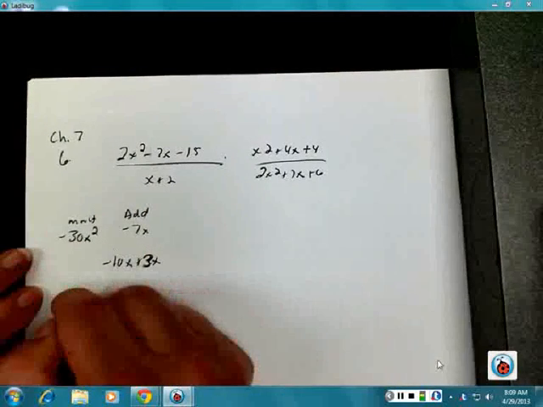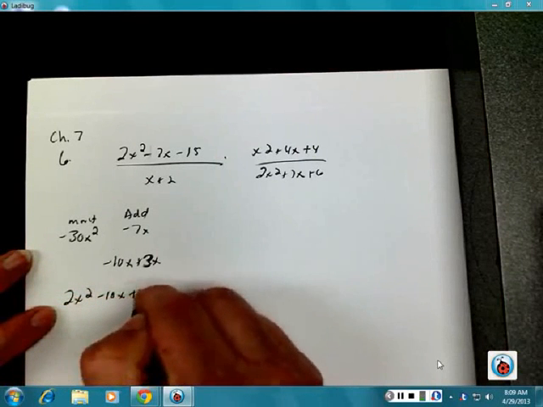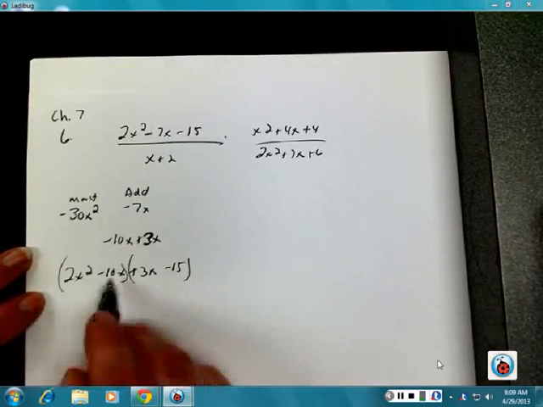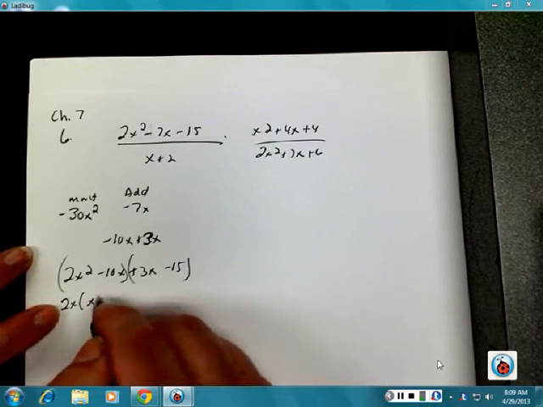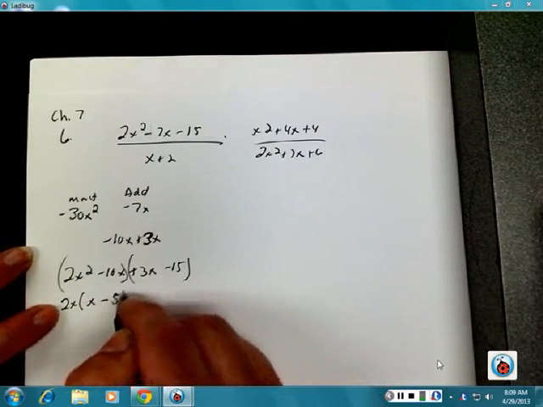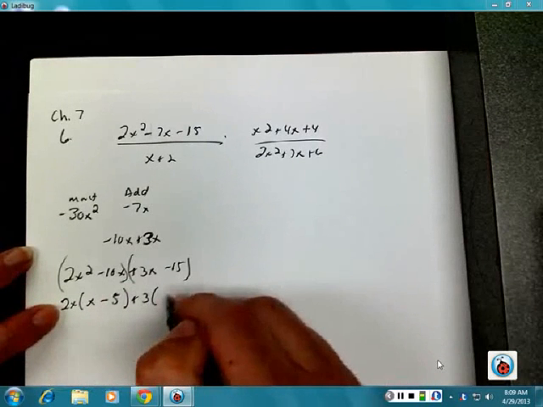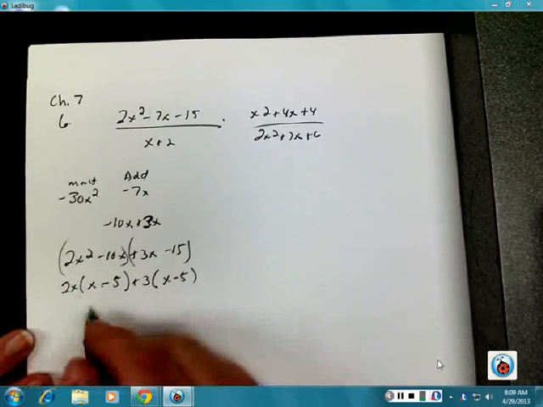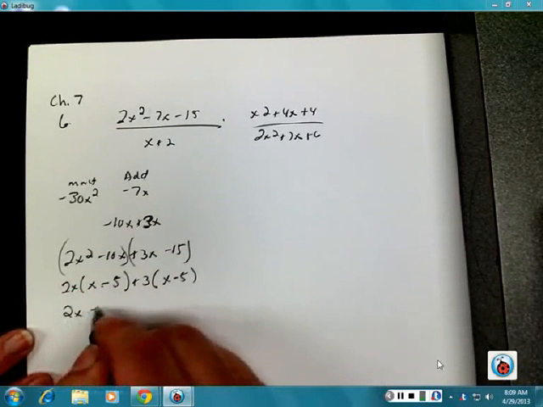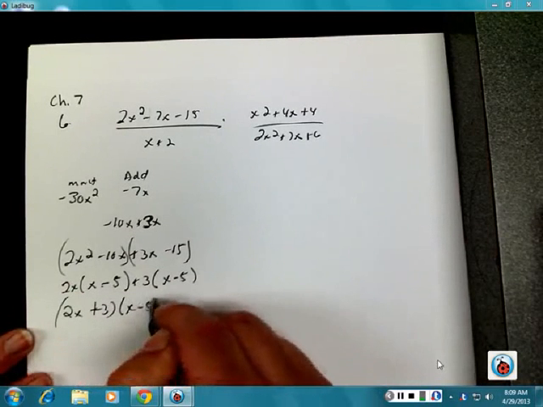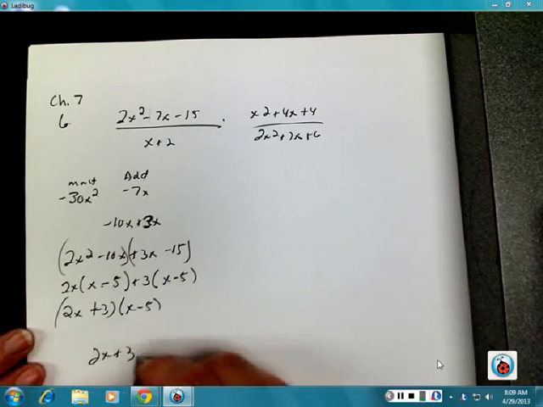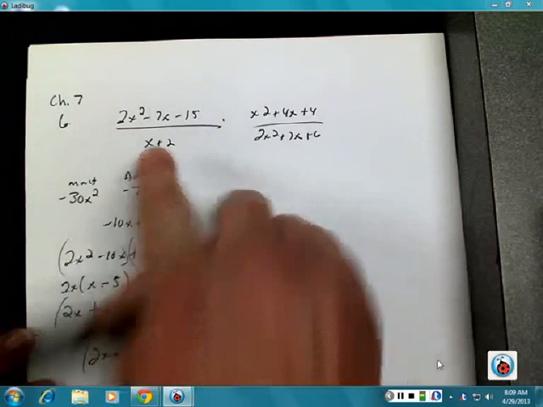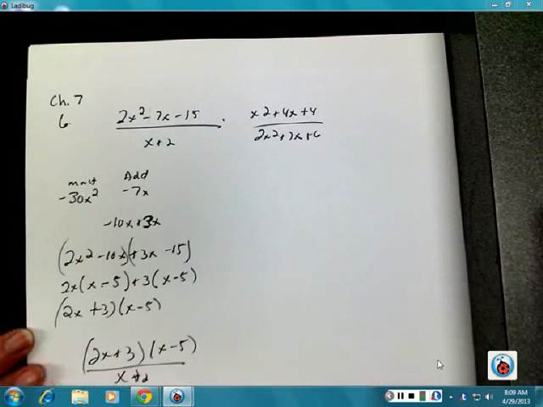Replace my middle: 2x squared minus 10x plus 3x minus 15. Group in 2's. I can pull out a 2x out of the first, which leaves me with x minus 5. Second one, I can pull out a positive 3, which leaves me with x minus 5. They both match, so I must have factored correctly. So this thing factors to 2x plus 3 times x minus 5. I do not have to factor that bottom, so x plus 2 just comes along. I don't have to do anything with it.